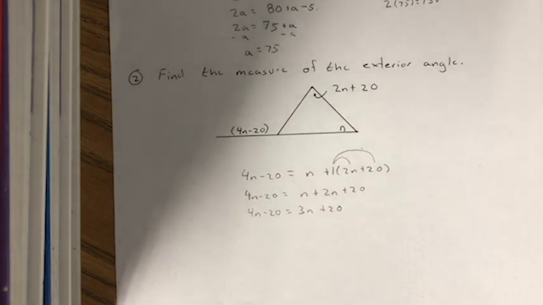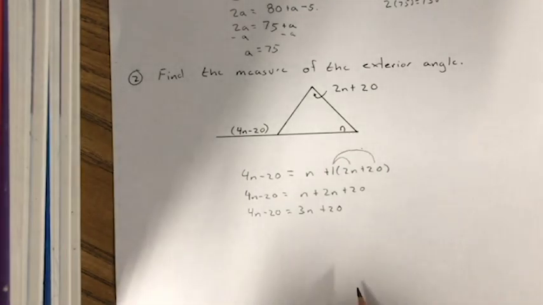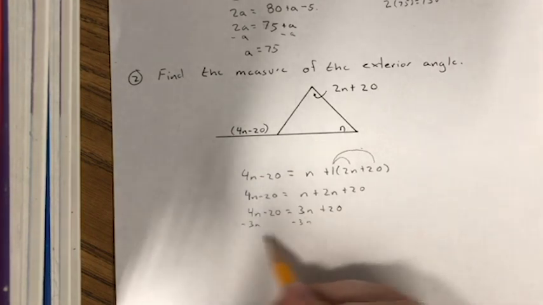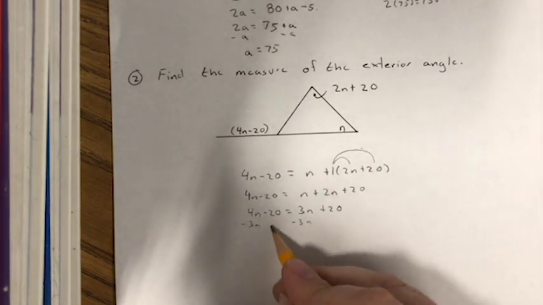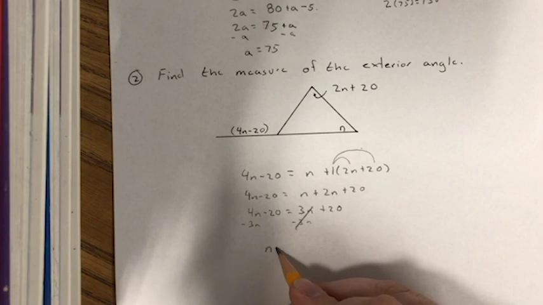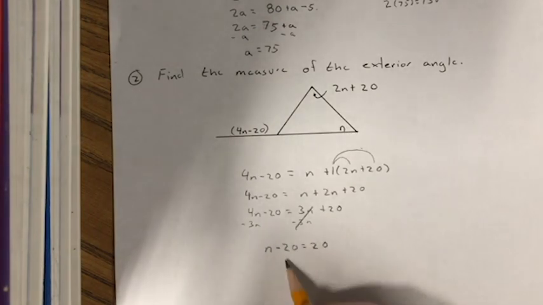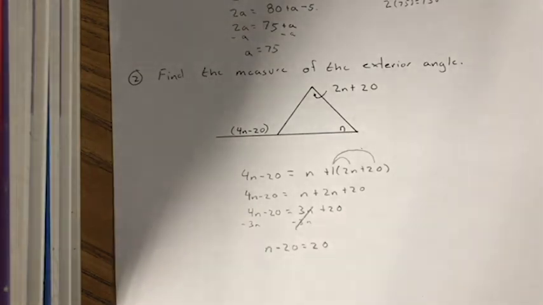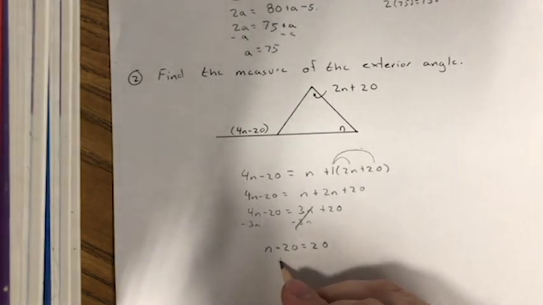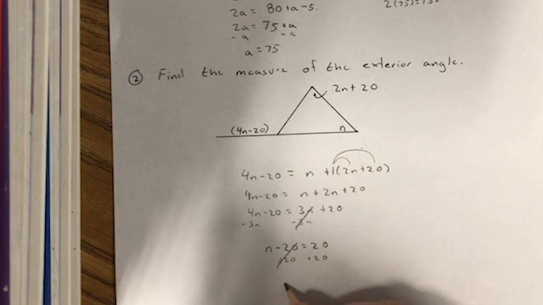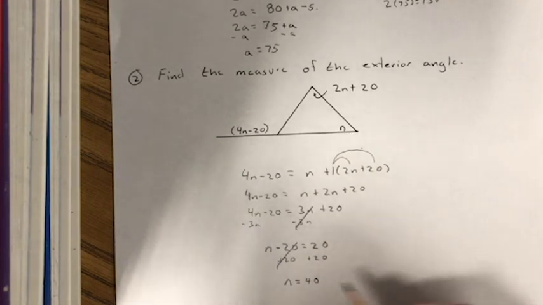All right, so far so good. Now that we've done that, let's go ahead and get our variables to one side. I'm going to subtract 3n from both sides to get the variables on one side, and that would give me n minus 20 is equal to 20. Now I'm still trying to get n by itself, so I've got to use our inverse operations by adding 20 to both sides. And when I do, that cancels out here, and I get n is equal to 40.